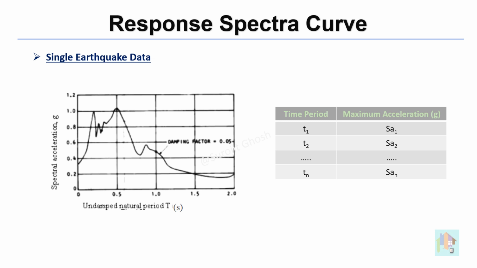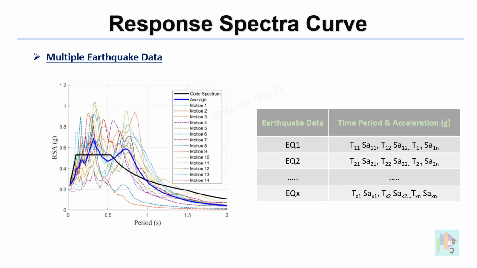This data is obtained for a single earthquake. Next, the same steps are repeated multiple times considering different ground acceleration data. This provides plenty of data points on the graph with higher accuracy. But if we plot this, it will be a scattered curve with several peaks and valleys.